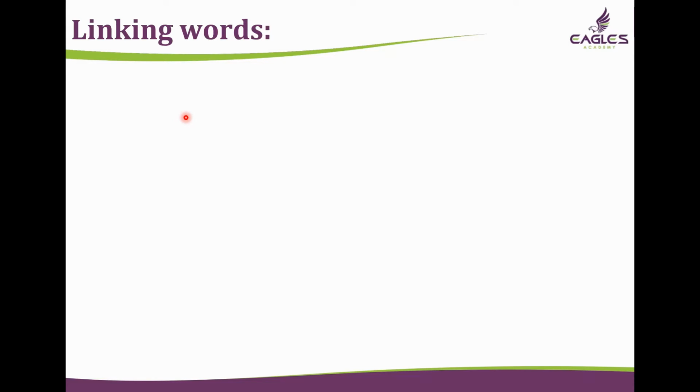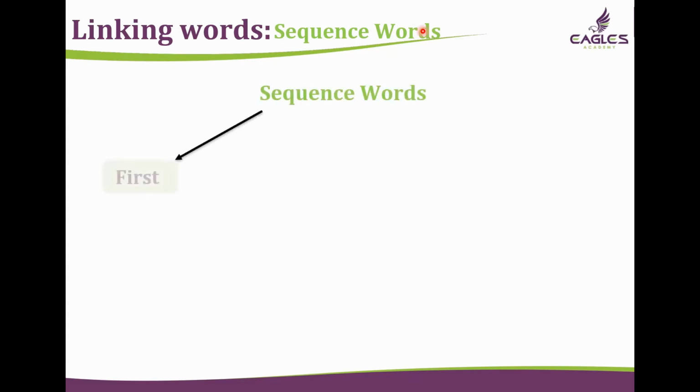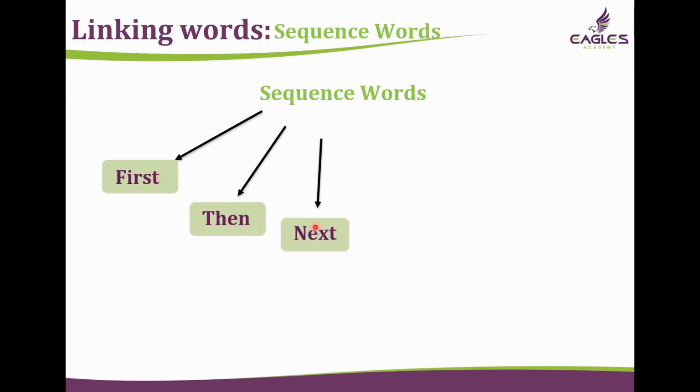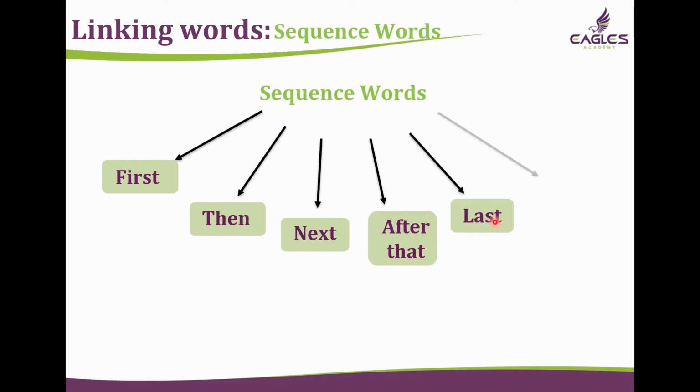But we have different types of linking words. Today we have to talk about one type, which is sequence words, okay? Let's see some examples of sequence words. Like first, then, next, after that, last, and finally, okay? And you have to know that we have to put a comma after each one of these.